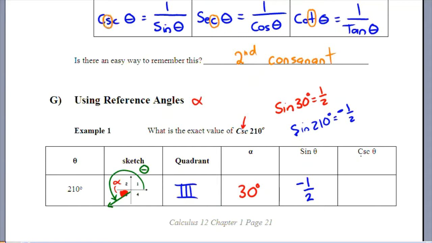And now cosecant. Again, second consonant, sine upside down. Just take that number and reciprocate it. So there, without too much work, I was able to figure out what the cosecant of 210 degrees is. I can do that game with any special angle. I can find its exact value for any one of the 6 functions: sine, cos, tan, cosecant, secant, cotangent. It just takes a little bit of time.